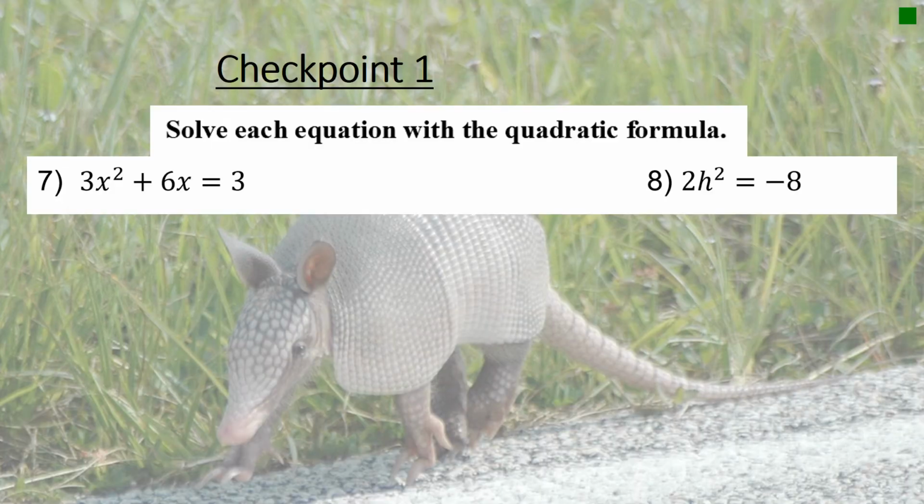Okay, I'm going to go with checkpoint. Checkpoint 1, solve each equation with the quadratic formula. Remember the quadratic formula, Mr. Armadillo, is x equals negative b plus or minus the square root of the discriminant, b squared minus 4ac, all over 2a. So, good luck, have fun. End of this video, let's pray it works.